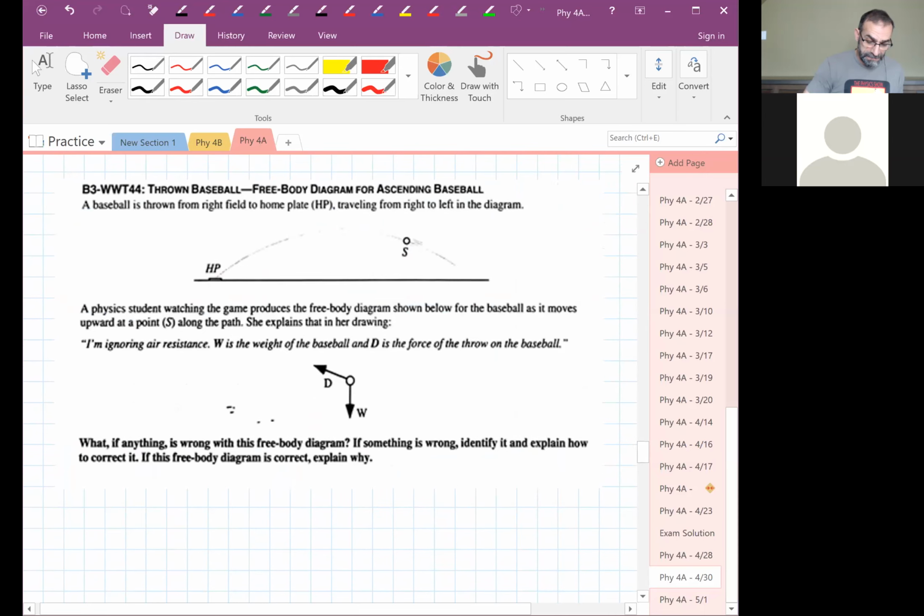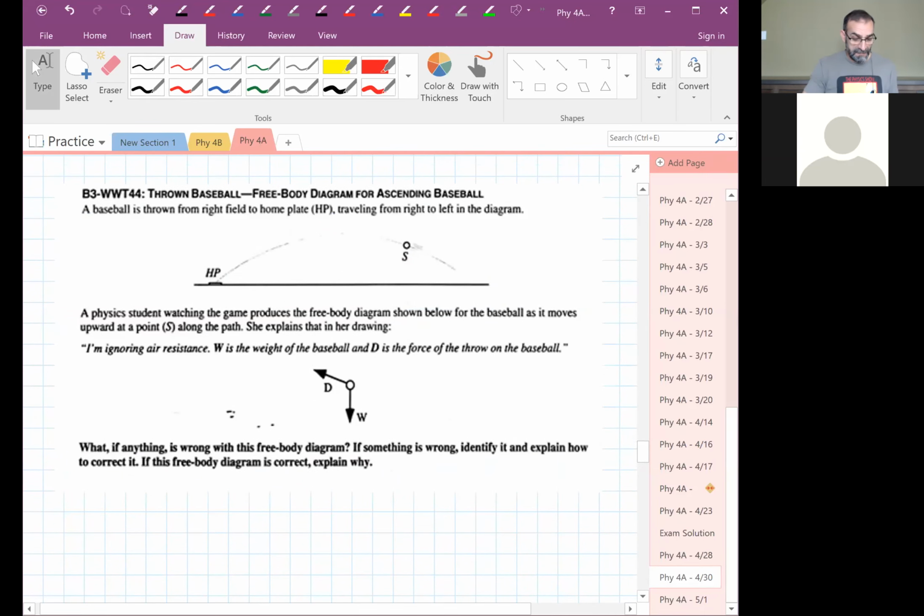Let's do this one. We've got our baseball. I think we've seen this baseball before, right? Baseball being thrown from the right, somebody over here threw the ball. So it's moving in this direction, and it's going to end up over here at home plate.